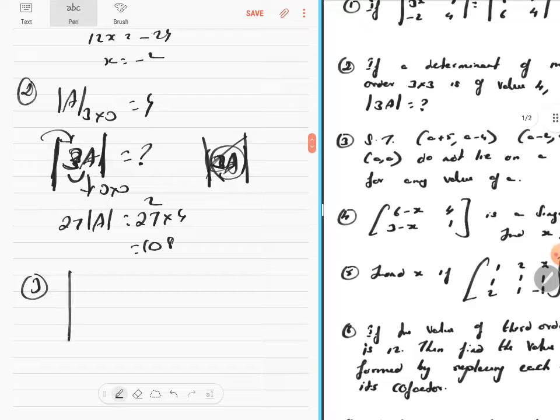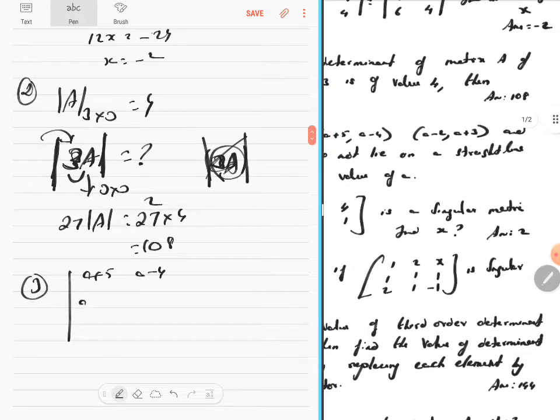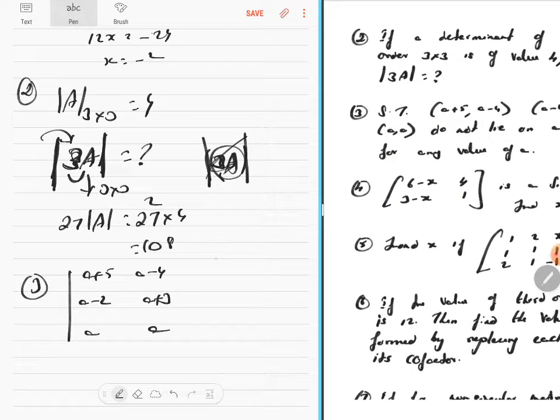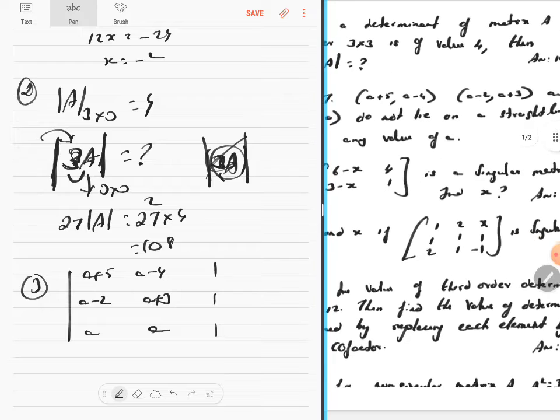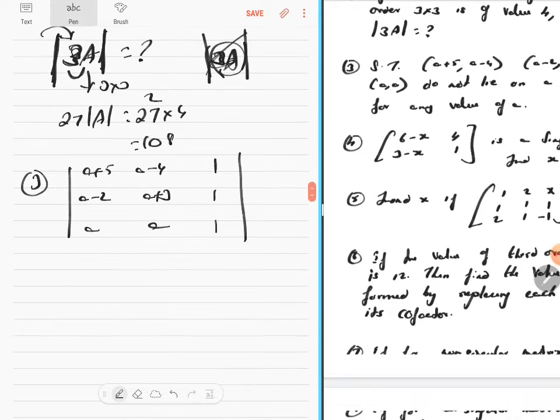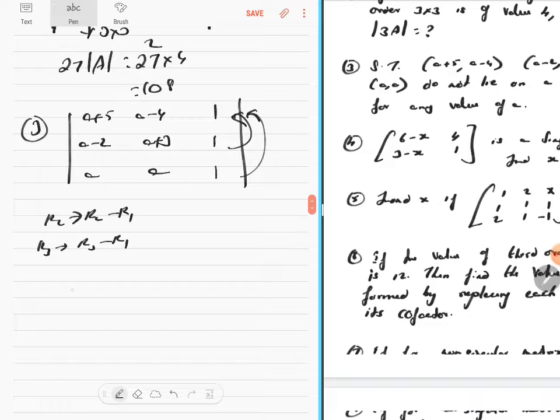Show that the points A plus 5, A minus 4, A minus 2 and A plus 3 and A with a 1 1 1 do not lie on a straight line for any value of A. You just have to find the determinant of this. As I told you, the best thing to do is use properties if you can. Row 2 is row 2 minus row 1, and row 3 is also row 3 minus row 1. If you want, you can also do it without using any properties. It's up to you.